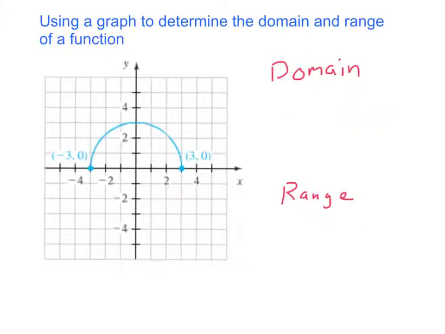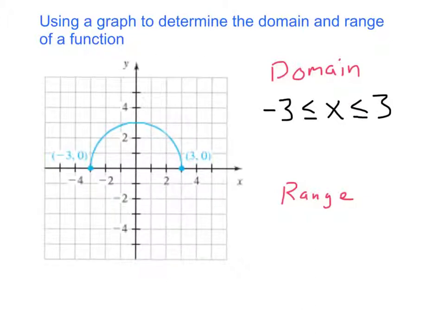Okay, let's try another example. First we'll try to find the domain. So we're thinking from left to right in terms of x-coordinates. How far to the left does the graph ever go? Looks like right here at an x-coordinate of -3. And how far to the right does the graph go? Right here to an x-coordinate of 3. So the domain would say that the x-coordinate is always between -3 and +3.